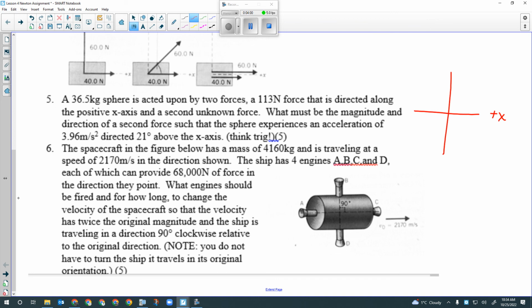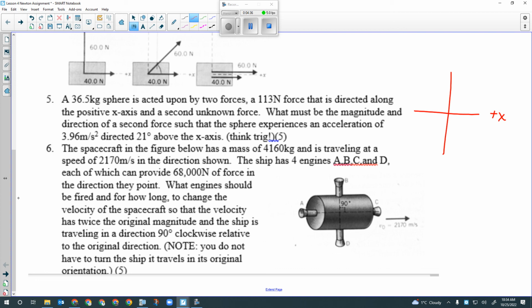Okay, so think about which engines you would need to fire in order to cause the change they're asking for in the question. So in this question, they want to no longer go to the right or forwards at 2,170 meters per second. They just want to go 90 degrees clockwise at twice that velocity. So you kind of have to do 2 steps. You have to stop the spacecraft, and then you have to make it go the other way, twice as fast as it was going at the beginning.